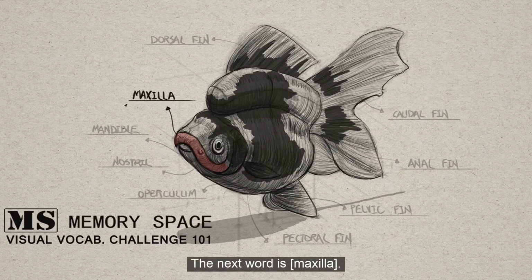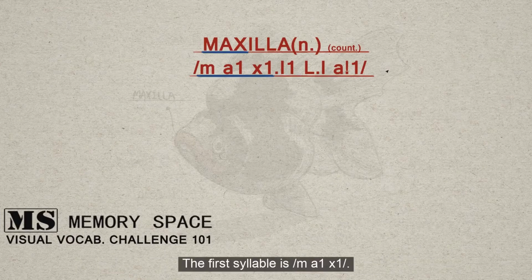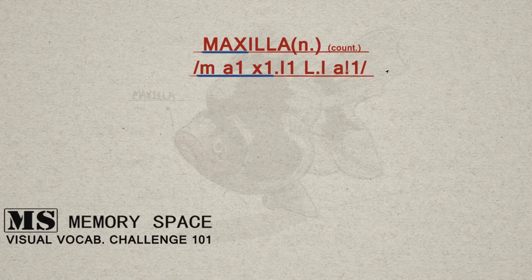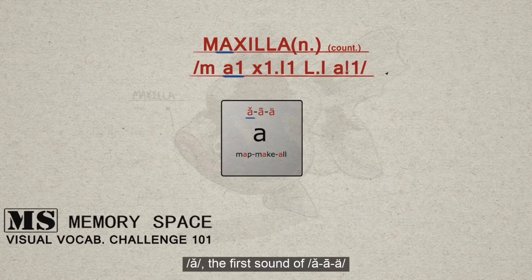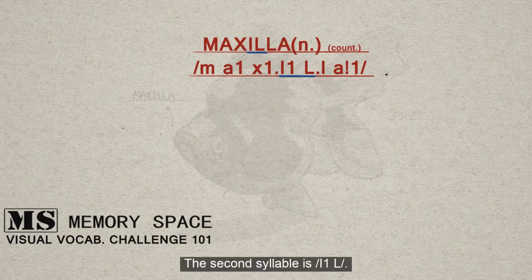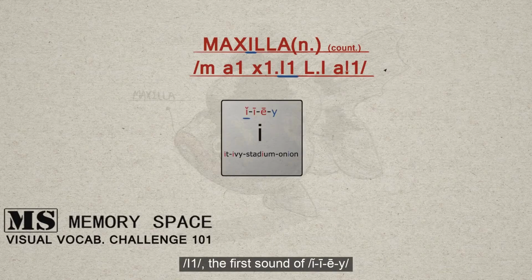The next word is maxilla. Maxilla has three syllables and the stress is at the second one. The first syllable is max. The first sound of A. The first sound of X. The second syllable is ill. The first sound of I.